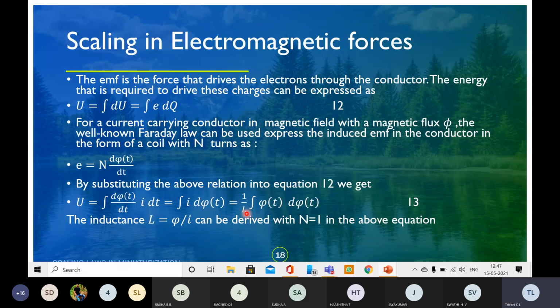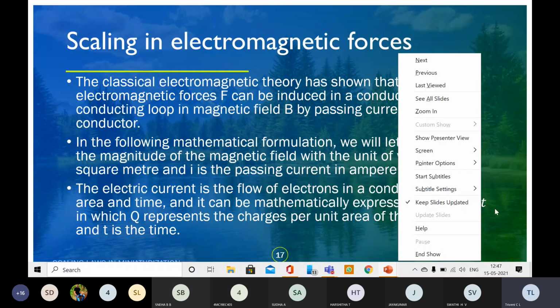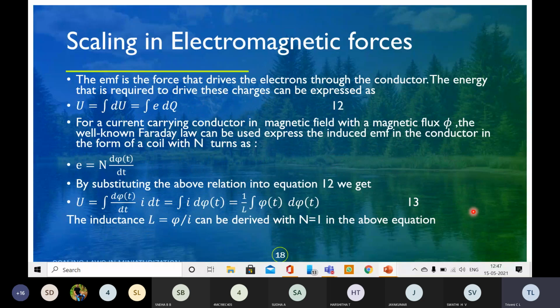This can be represented as 1 by L, into phi of t into d phi of t. The current I is represented by equation I equal to Q by T, so we take this and substitute. Here L is given by phi of t by I, so the inductance replaces the current with the inductance value. This is the equation for the EMF, which is given in equation 13.